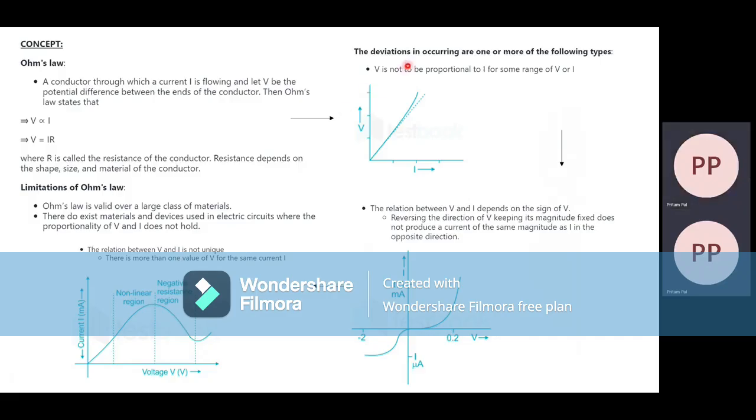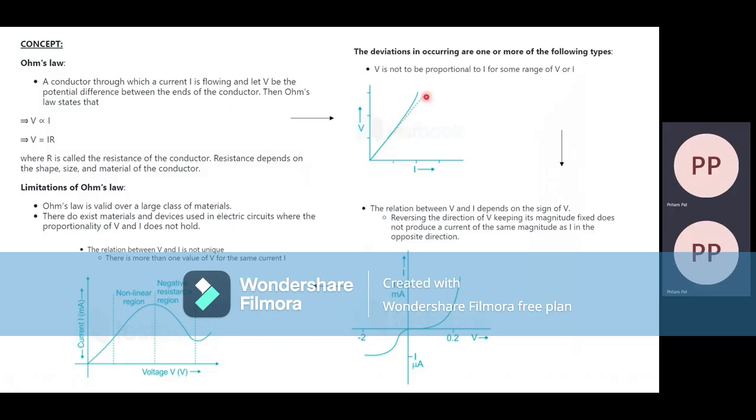Now see the deviation that is occurring, of one of the following types. V is not proportional to I for some range of voltage or current. You can see it has started deviating after a certain point, at a certain current.